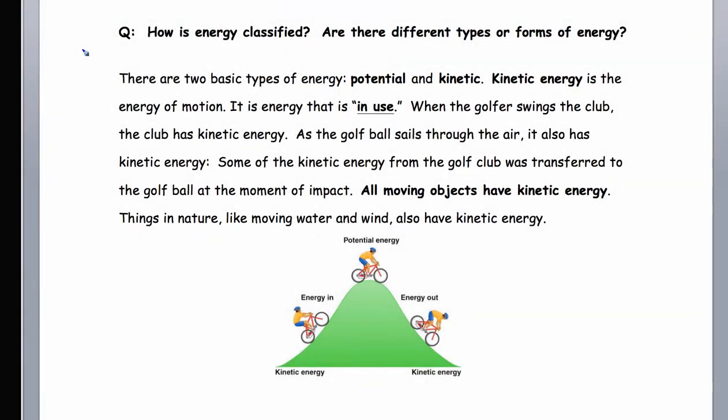This is paragraph 3, and let's mark paragraph 3. And so let's look at this question for understanding. How is energy classified? Are there different types or forms of energy? And so these next two paragraphs are about the two basic types of energy, the way we think about energy. There are two basic types of energy: potential energy and kinetic energy.